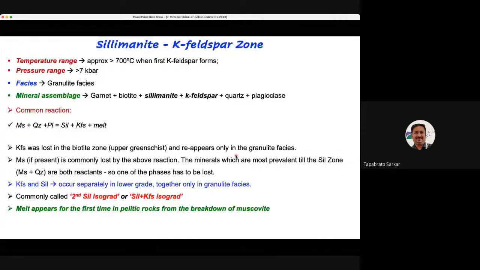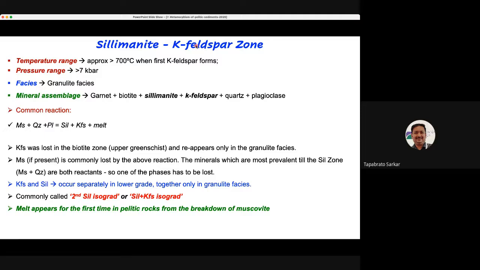Okay, so this is practically the last place where we have the sillimanite and K feldspar zone together. This is very important. Sillimanite and K feldspar appear together, and that's why we named it the sillimanite K feldspar zone, right? Sillimanite and K feldspar occur together only in the granulite facies condition.